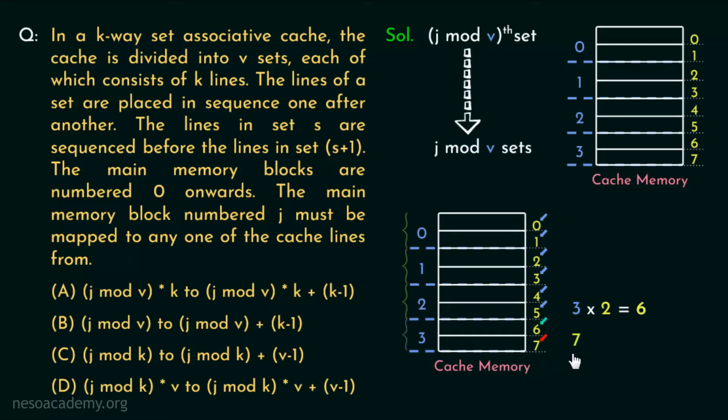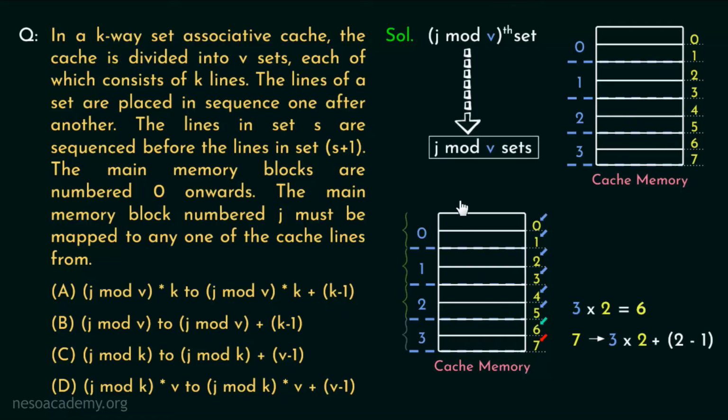Now we can get to the line number 7, that is the last line inside the set number 3, by first crossing all the sets, that means the set number 0, 1 and 2, and after that multiplying the number of sets we need to cross by the number of lines in each of the sets, and adding with that value the number of lines inside the set minus 1. Because we started numbering our lines from 0 and the 8th line got the number as 7.